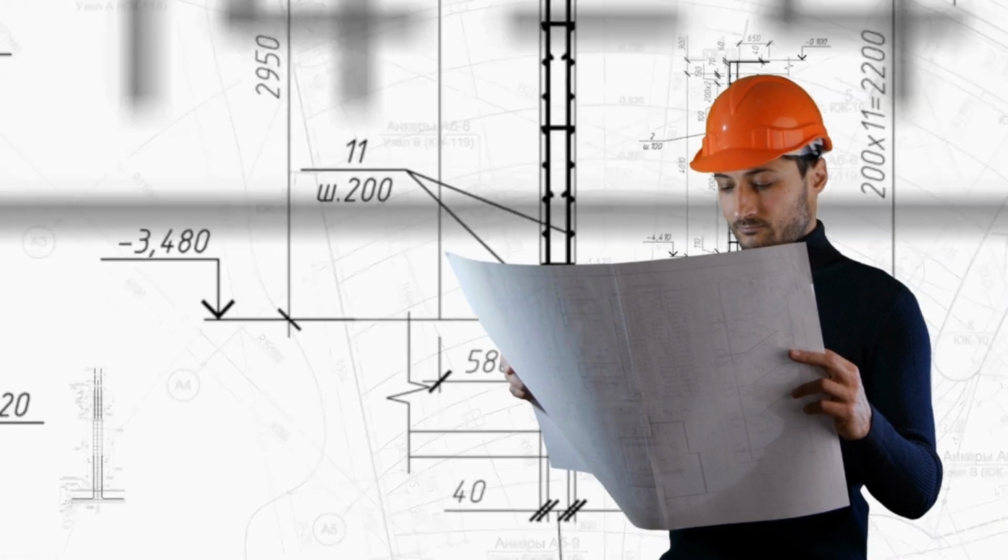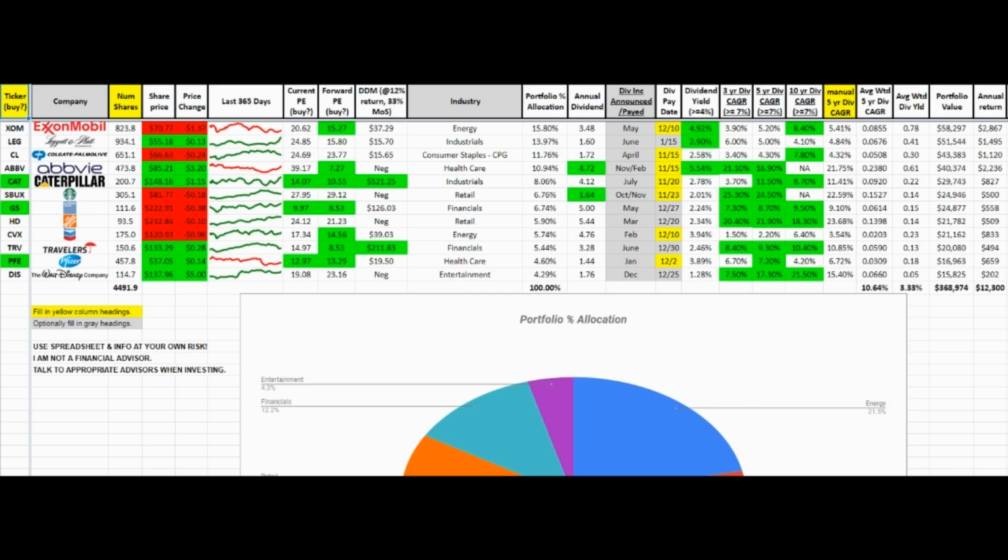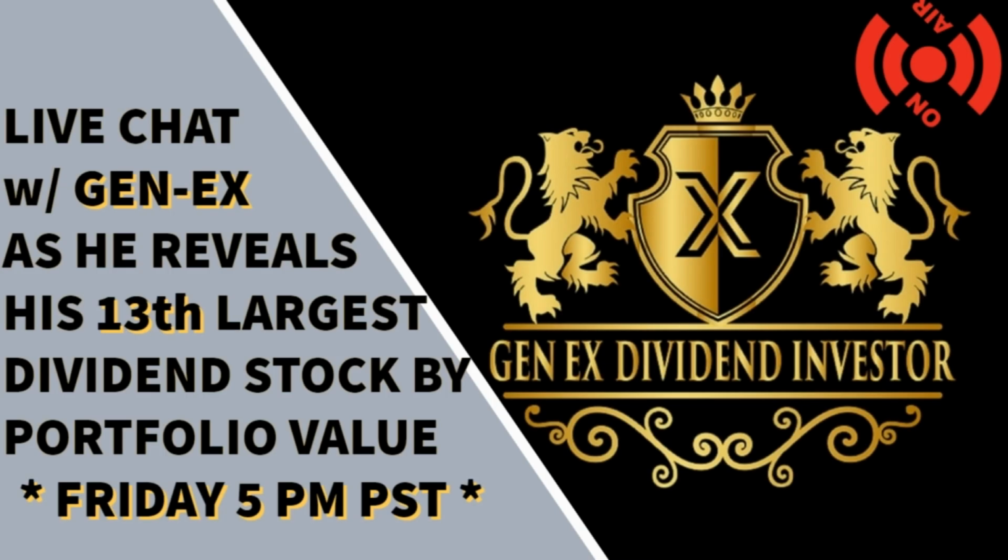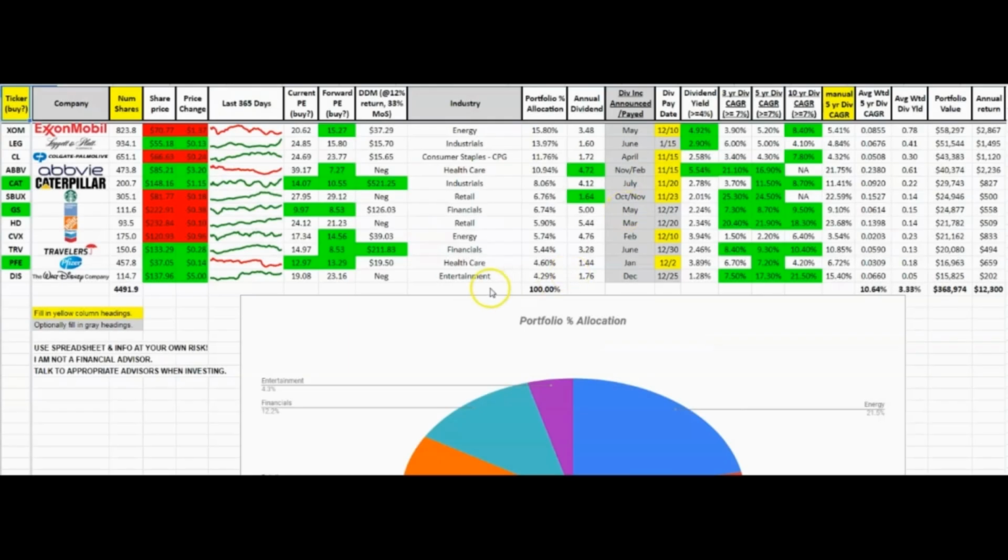Alright, so let's jump into a snapshot of the 12 stocks in my portfolio spreadsheet I've revealed, and then go into the modeling spreadsheet I've created. And remember, on Friday I'll be revealing my 13th stock out of the 25 in my portfolio, so watch for that as well. Okay, let's take a look at an example here.